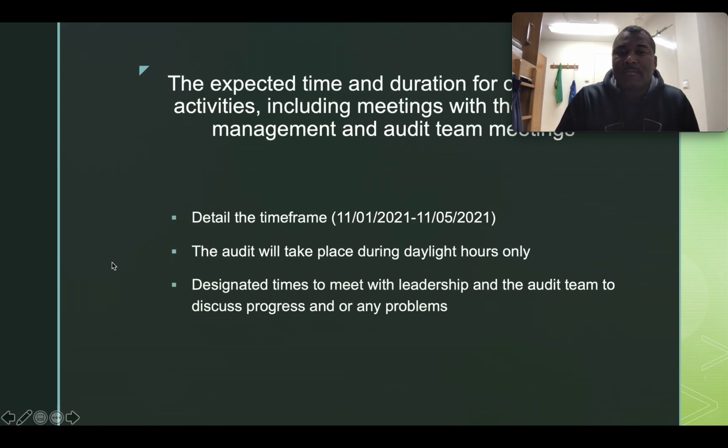The expected time and duration for audit activities, including meetings with the auditee's management and audit team meetings. Okay, guys, so I'll detail the time frame. Like I said, the audit is going to take place from 11/1/2021 to 11/5/2021. The audit will take place during daylight hours only. We're going to work during the day shift. That's when top management is up, and that's the shift they work, 0600 to 1800. So that's when we'll conduct our audits and meetings. There will be designated times to meet with leadership and the audit team to discuss progress and any problems.